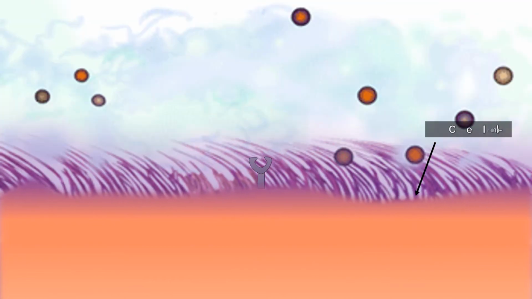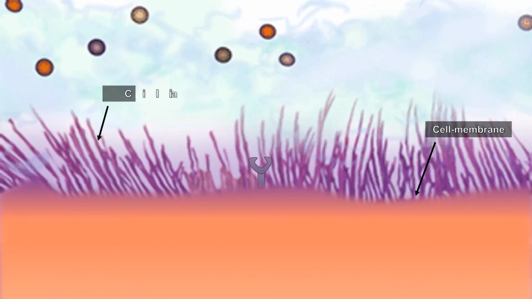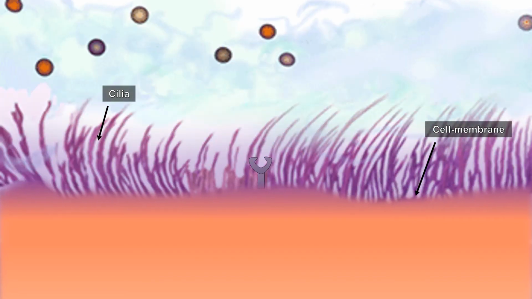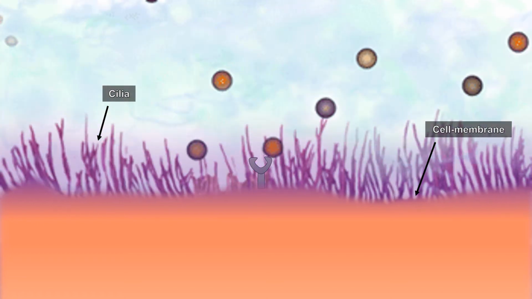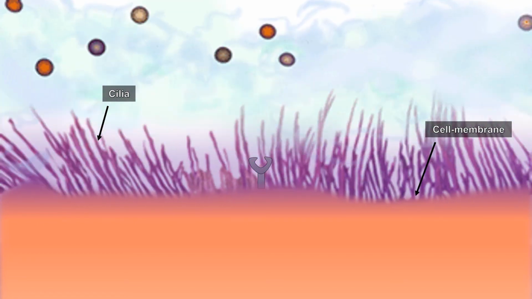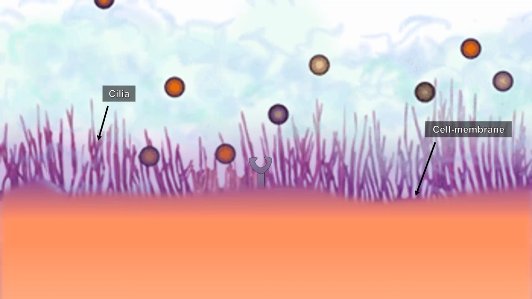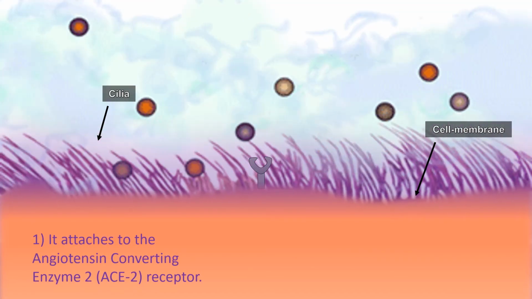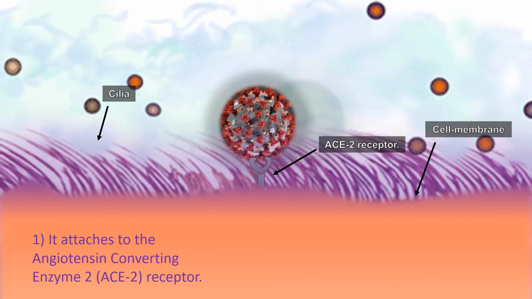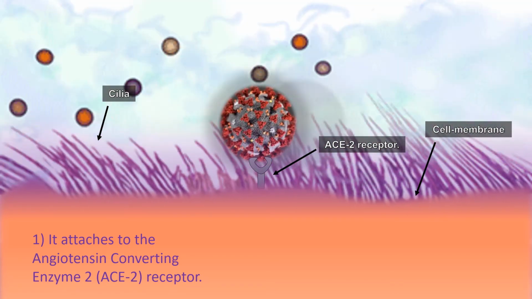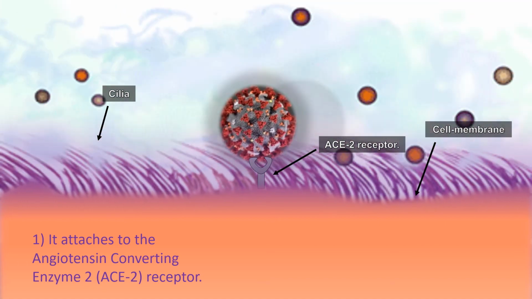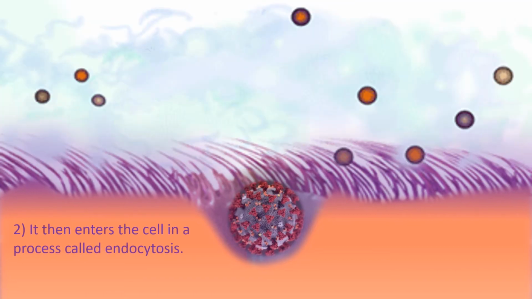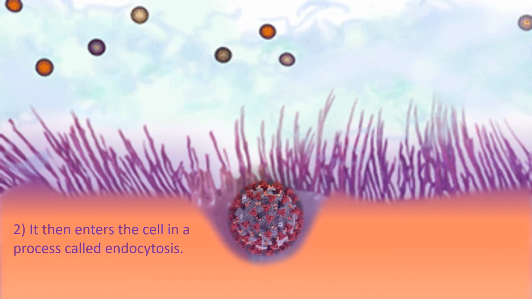As you can see, this is the cell membrane, and these are cilia, which are hair-like structures that move mucus and pathogens away from different parts of the body. As I said earlier, viruses can replicate themselves within an organism, so right now I'll be demonstrating the steps in which the coronavirus does so. First, it attaches to the angiotensin converting enzyme 2 receptor, which is also abbreviated as ACE2 receptor. It then enters the cell in a process called endocytosis.